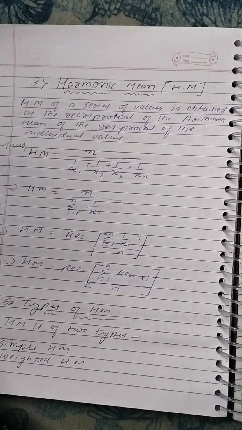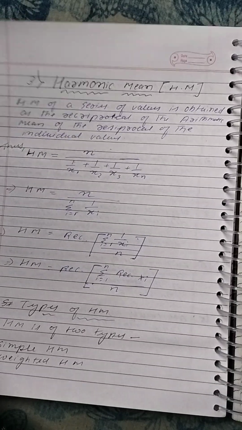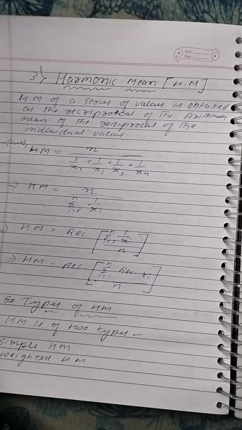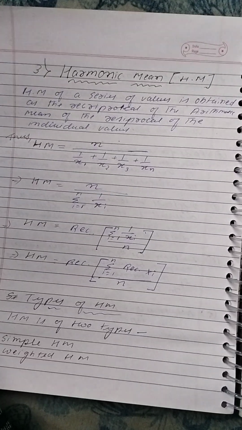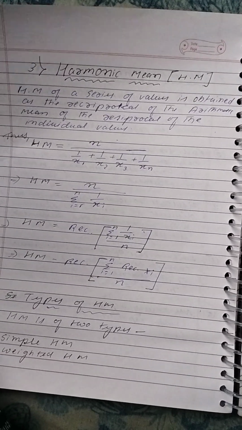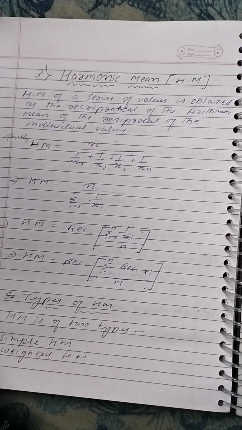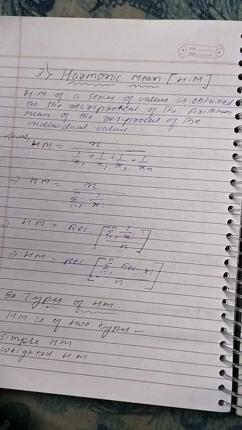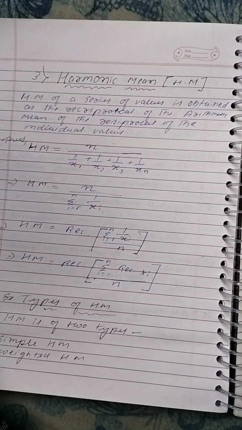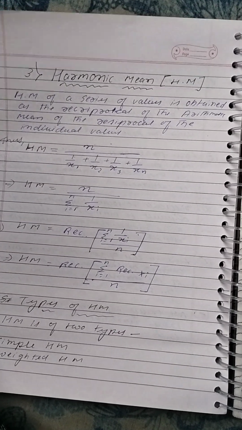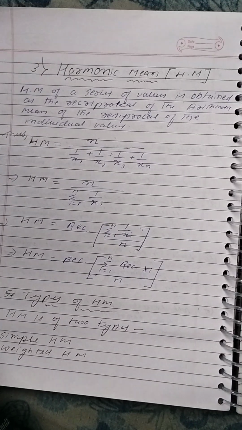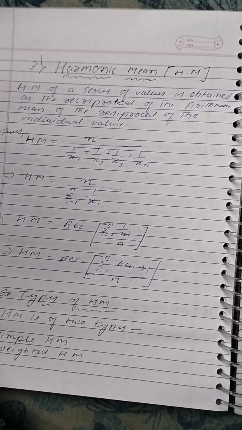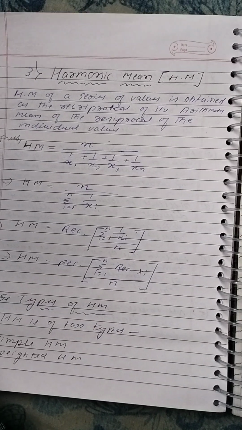So let's get into the definitions and understand deeply what harmonic mean is. The HM of a series of values is obtained as the reciprocal of the arithmetic mean of the reciprocals of the individual values. So what is harmonic mean? Basically, it is a reciprocal of the arithmetic mean.